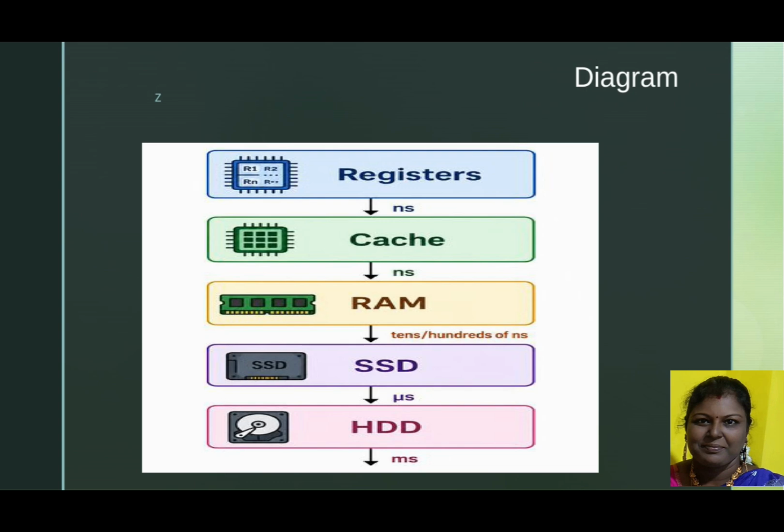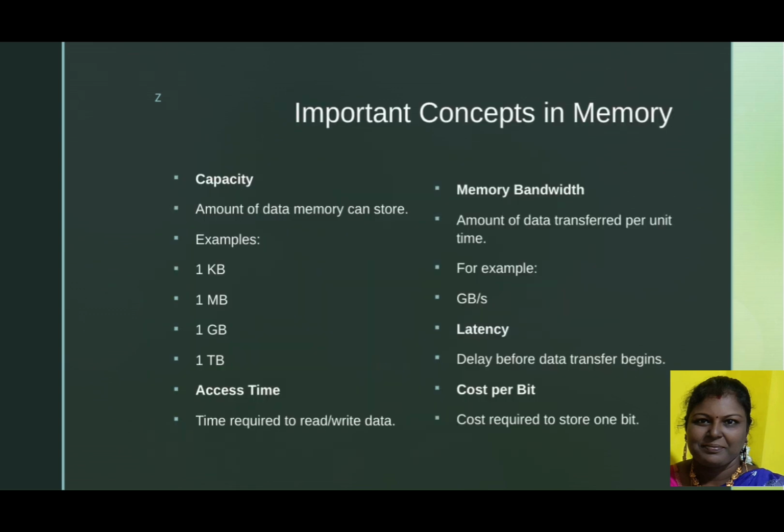Let's break down some key concepts in memory, starting with memory bandwidth. That's how much data can move in a given time, usually measured in gigabytes per second. Then there's latency, which is the delay before any data transfer actually starts. Cost per bit tells us how much it costs to store a single bit of data. Capacity is the total amount of data memory can hold, from kilobytes to terabytes. And finally, access time, the time it takes to read or write data. These ideas shape how memory performs and scales.